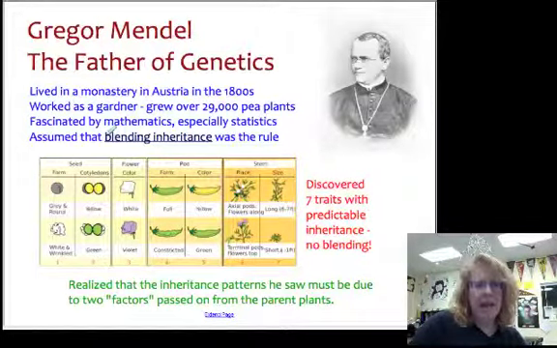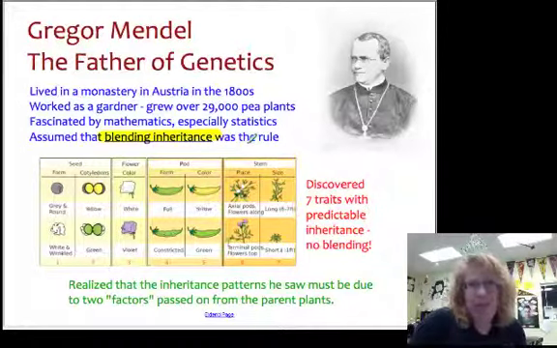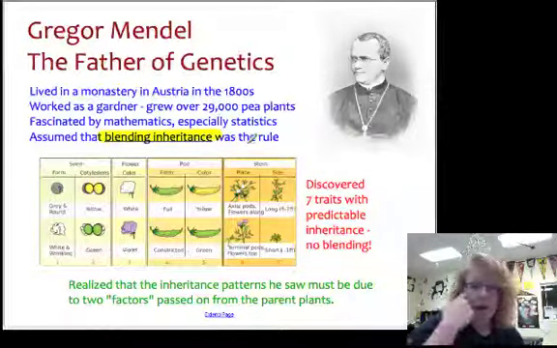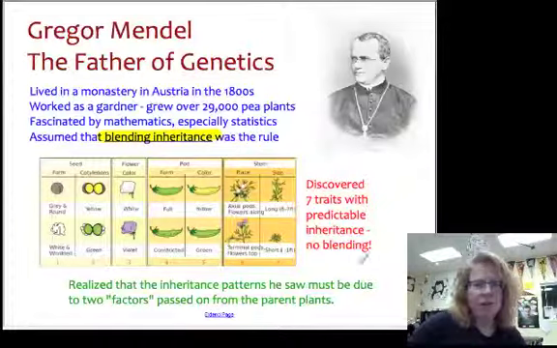And in his day, you need to write this one down, people thought that blending inheritance was the rule. And this kind of makes sense. You take a tall plant and you breed it with a short plant, you probably should get medium-sized plants. Makes sense. If you take a red flower and a white flower plant and breed them together, you might get pink flowers, just like you do with paint, red paint, white paint. And so this is kind of what he was expecting. This is not really what he saw, and it was very confusing for him.